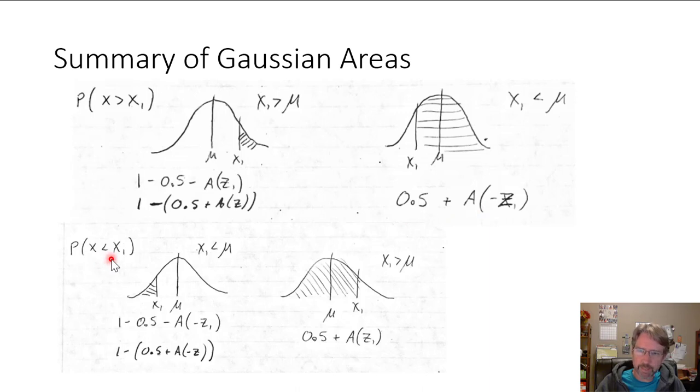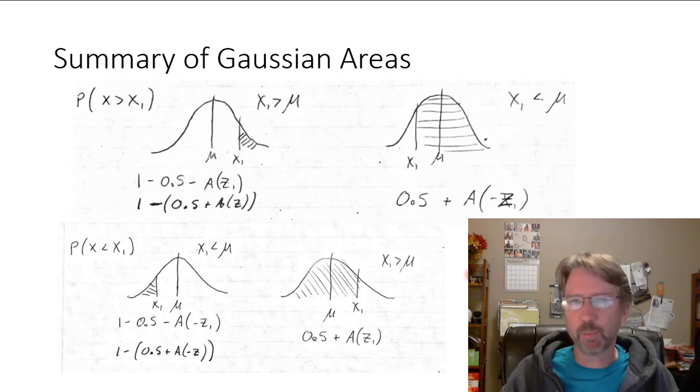Probability of being less than an x1. If x1 is less than the mean, then it's this little shaded tail here. It's very similar to above, where we've got the whole area is 1 minus this white area is 0.5 minus this area that's from the table, and that gives us the shaded area. Same thing here, if x1 is greater than the mean, then we're just adding shaded areas together, 0.5 plus the area from the table.